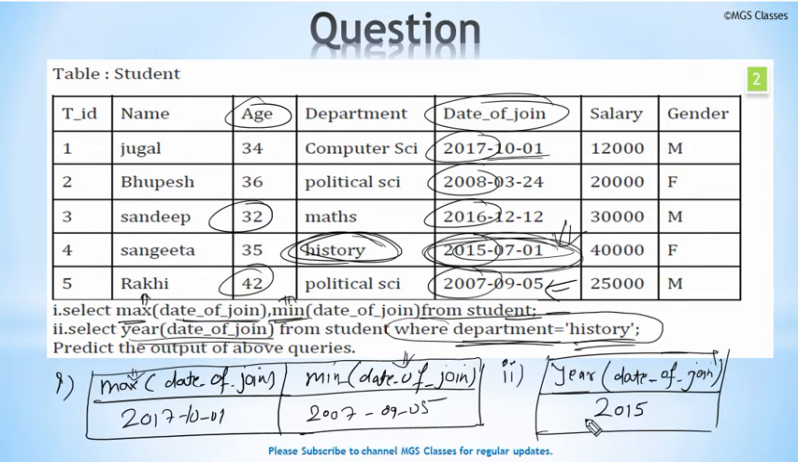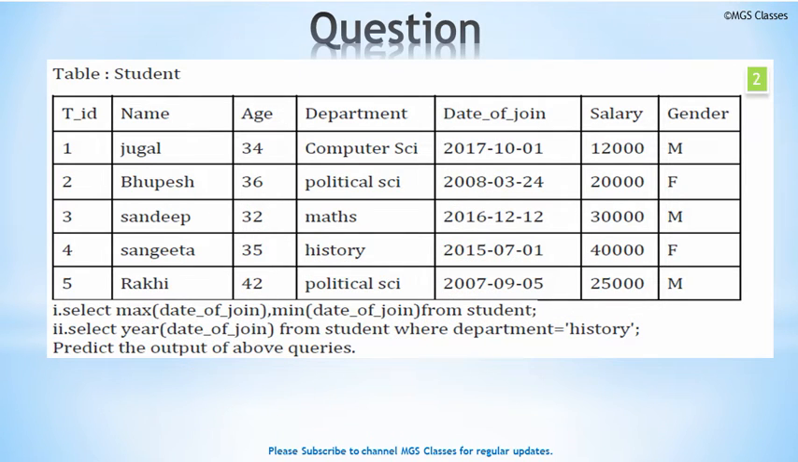So that's why it is coming 2015, not coming other values. Okay, so that way you can easily predict the output of these queries. Okay, now we will discuss the OR portion of this question.